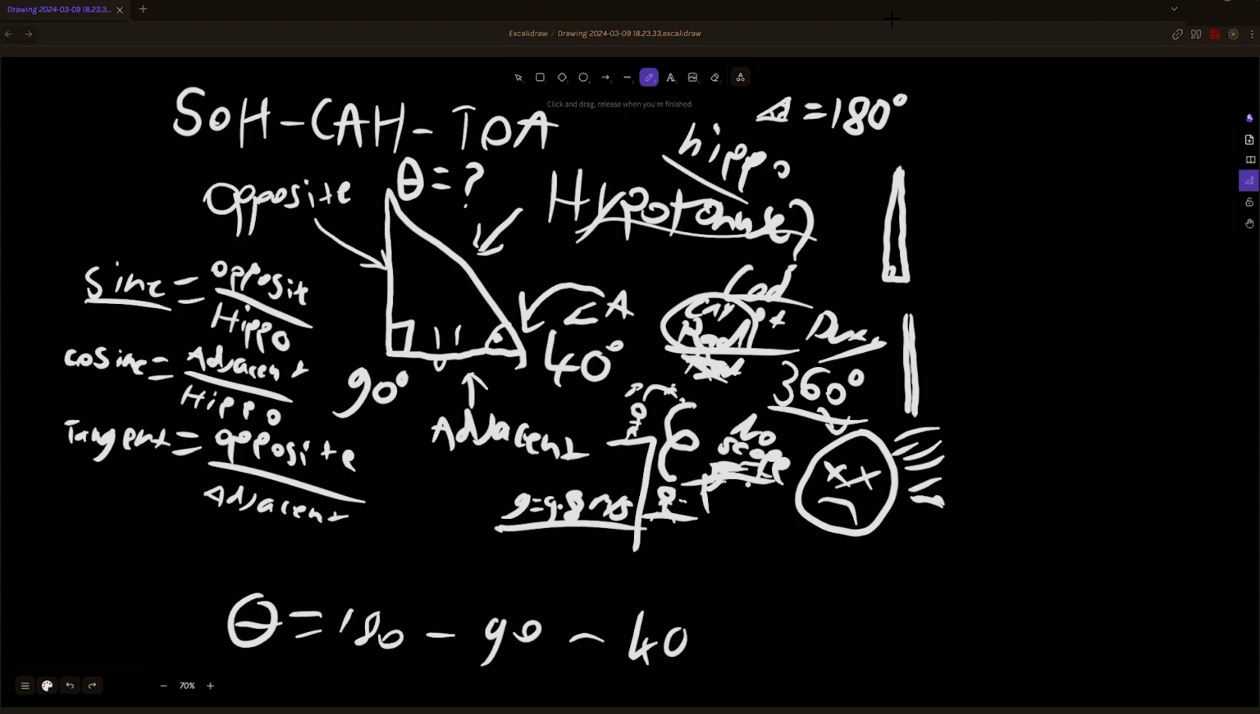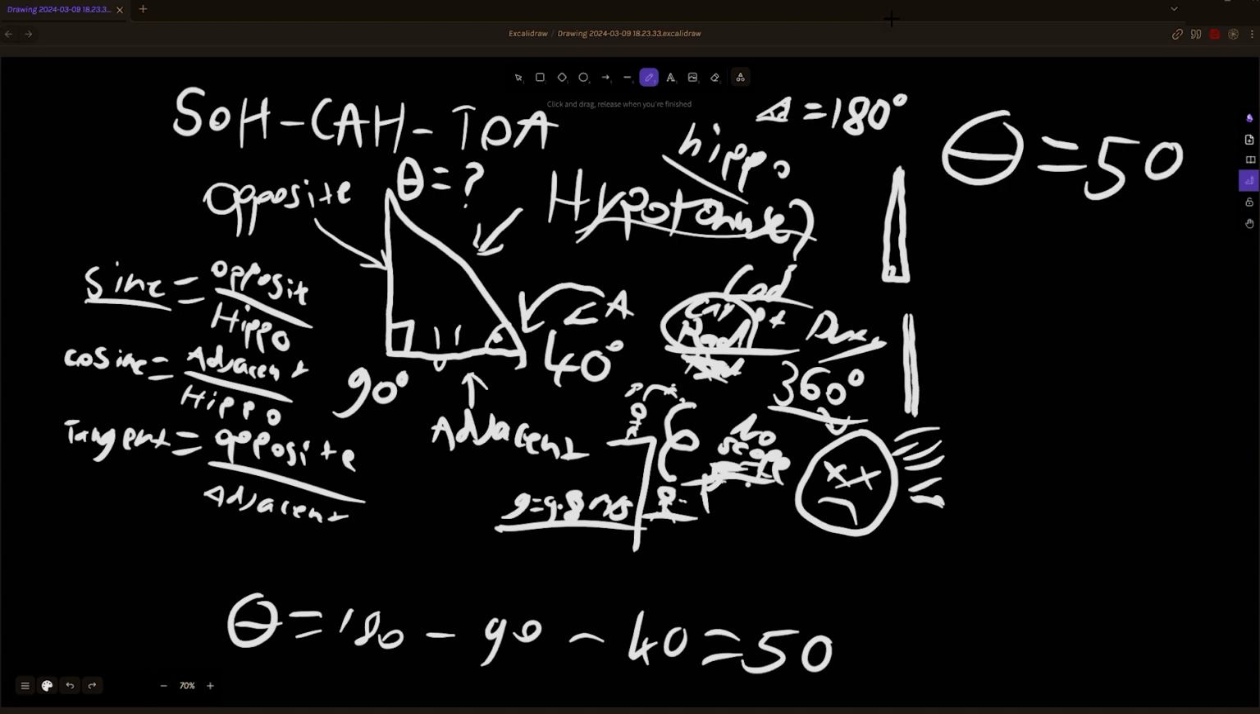Plug that into your calculator because you have to practice for your physics exam. 180 minus 90 minus 40 equals 50. That's right, baby. Which means theta equals 50.